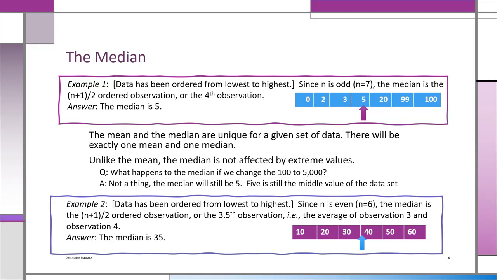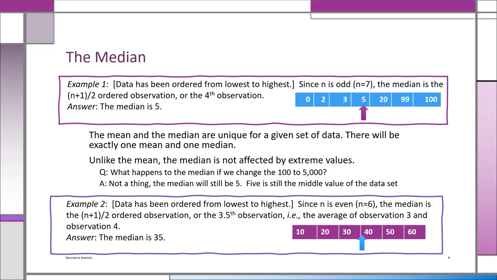But what's interesting about the median, notice if you change the 100, make it 5,000. Since the median is really a position, the middle position, nothing has changed. So even if the 100 becomes 5,000, the median remains 5. But what happens to the mean if you change the 100 to 5,000? It'll increase dramatically. So the mean is affected by extreme values. The median is a position, so you can have an extreme value and it's not going to change the median.